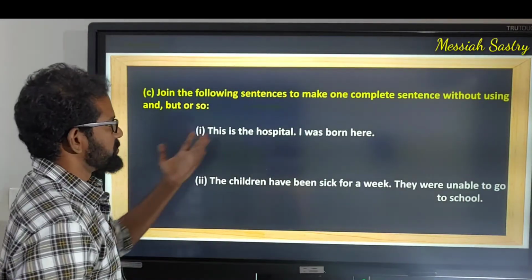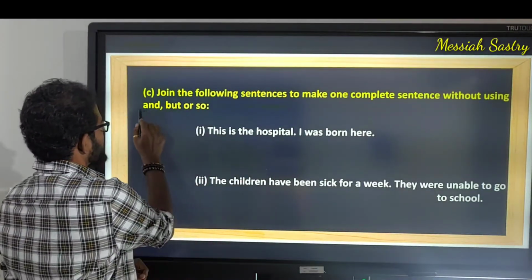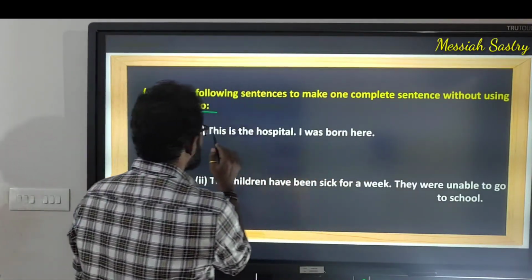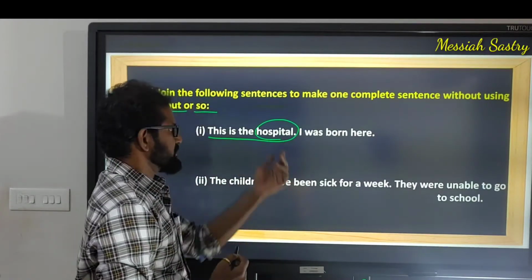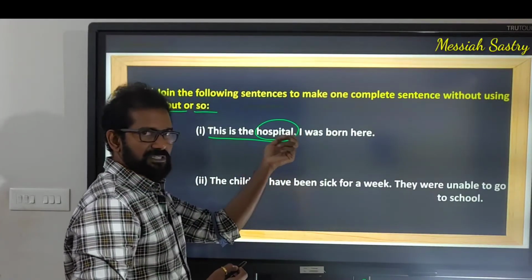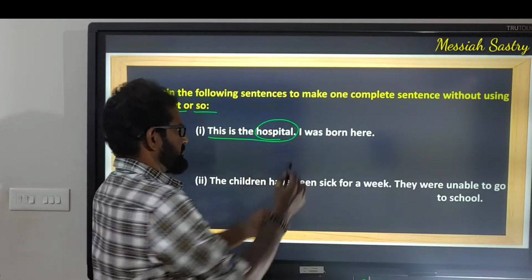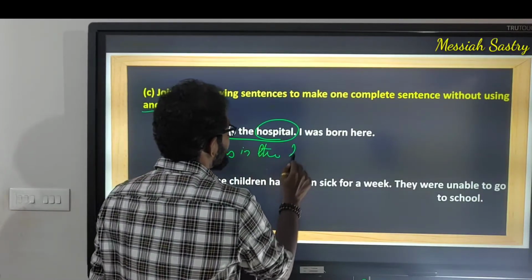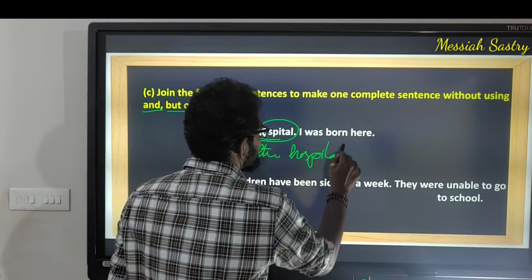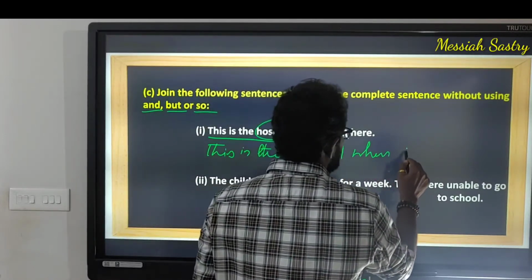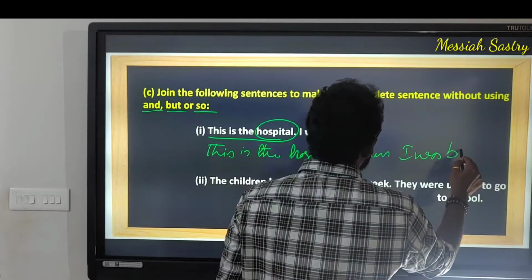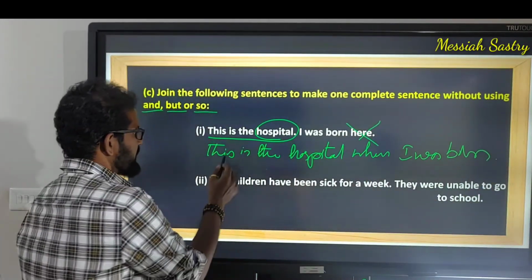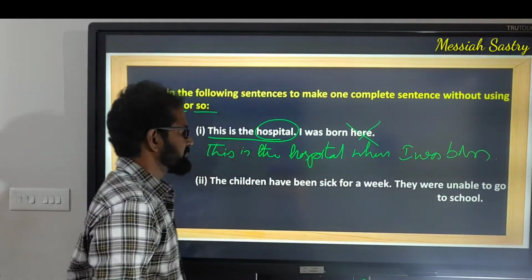Question C. Joining two sentences without using and, but, so; we should not use those three. This is the hospital. I was born here. So we are talking about the place, hospital. When you talk about the place, we are supposed to use the relative adverb where. Then the answer is: This is the hospital where I was born. That here is not necessary. This is the place where I was born.